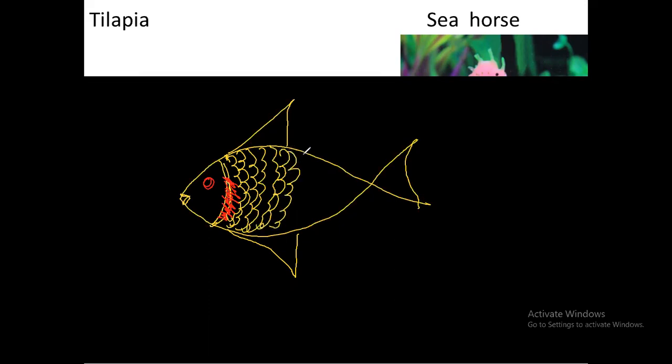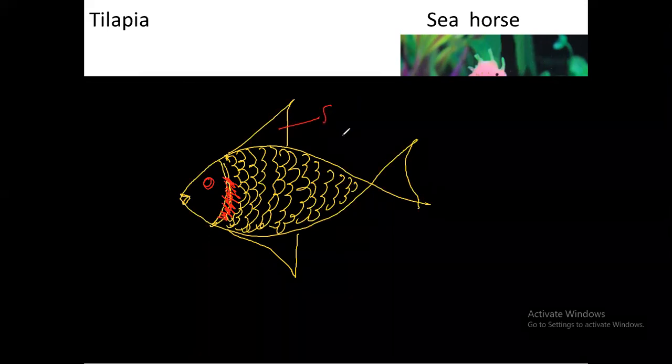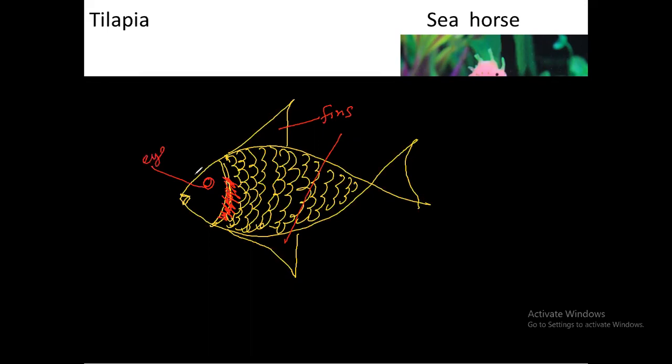Scales are also useful to swim through water, right? Slippery and easy to move when they are in water. And these fins help it to swim in water. Fins. Eye. Gills. Scales.